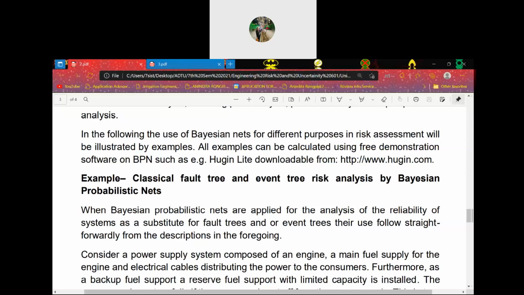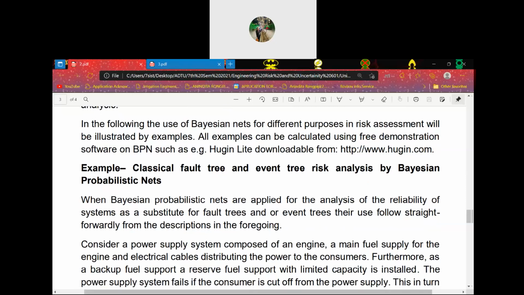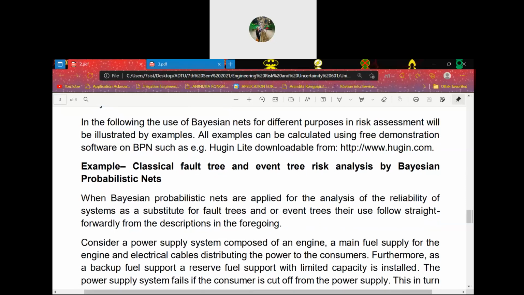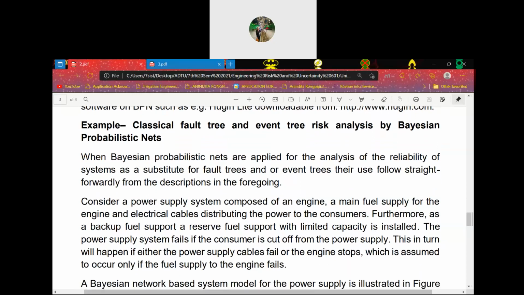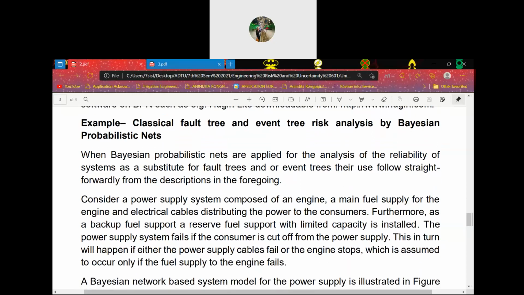Furthermore, as a backup, a reserve fuel supply with limited capacity has been installed. The power supply system fails if the consumer is cut off from the power supply. This in turn will happen if either the power supply cables fail or the engine stops, which is assumed to occur only if the fuel supply of the engine definitely fails.